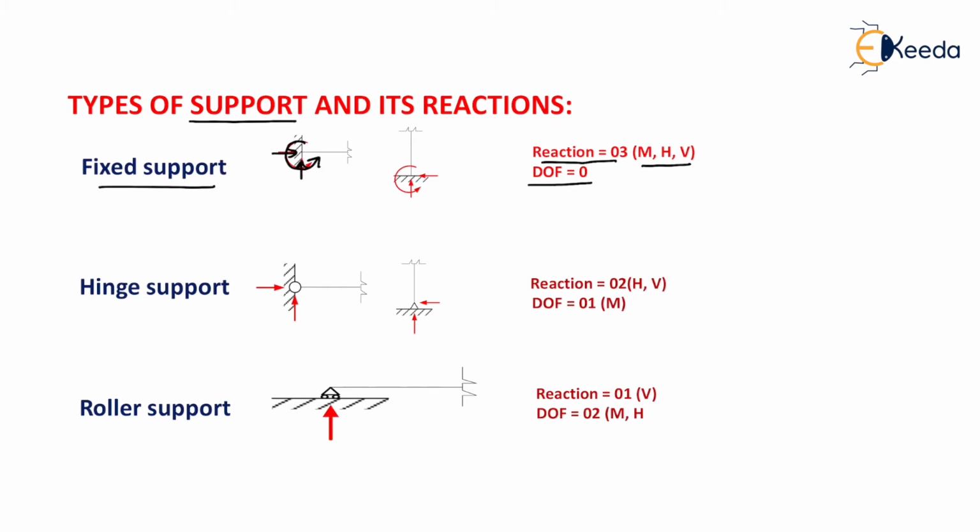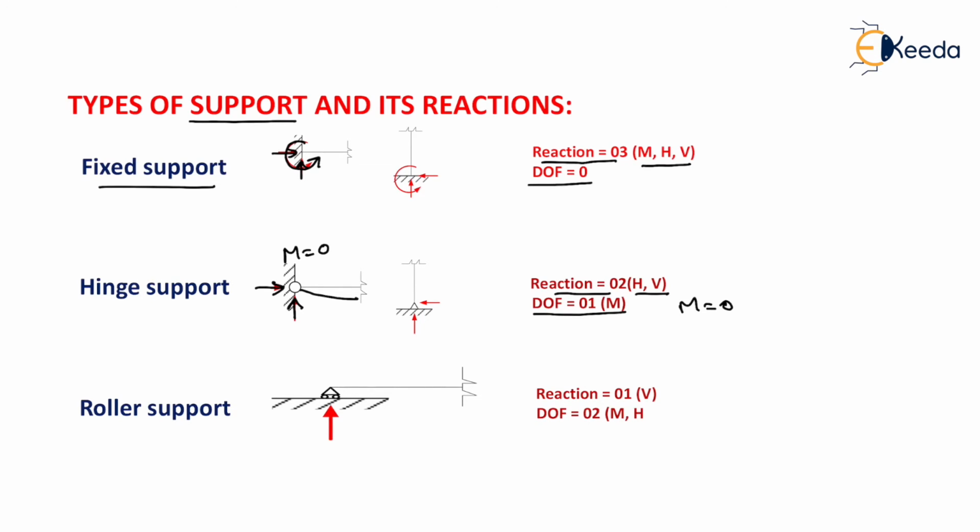Now at hinge support we generally allow the rotation of that beam. So at the hinge support, moment will be equal to 0. That's why the degree of freedom will be equal to 1, that is moment equals 0. At the hinge support we have only two reactions, that is vertical reaction and horizontal reaction, to restrain the vertical and horizontal displacement. So at hinge support we have only two reactions, horizontal and vertical.